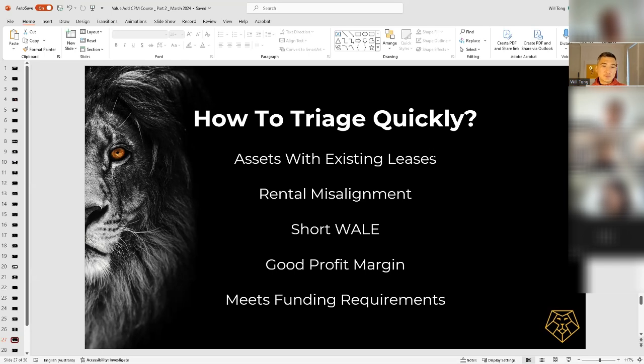So how do I triage with rental reversion in mind? As I mentioned earlier, this is what we're looking for. We're looking for assets that have an existing lease in place, that is under rented, so it's putting downward pressure on the value. Something that's got a short WALE, 1 year, 2 years, 3 years, maybe 4 years max if it's a really compelling opportunity. You want to make sure it's got a good profit margin and it meets funding requirements.